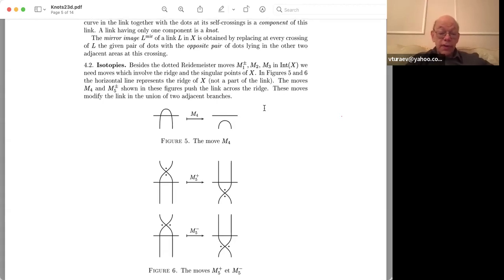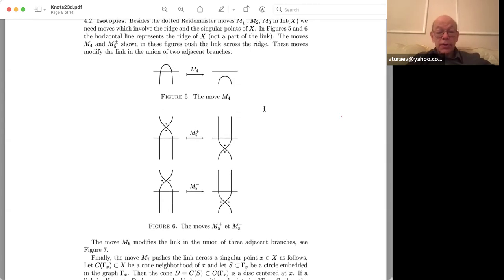Here, in figures 5 and 6, the edges are represented by horizontal lines. So the horizontal lines are not parts of our knot, of our curve. These are edges. Every edge is adjacent to two or more regions. Here we see only two in these pictures, 5 and 6. The upper half plane and the lower half plane represent two of the regions adjacent to the given edge.